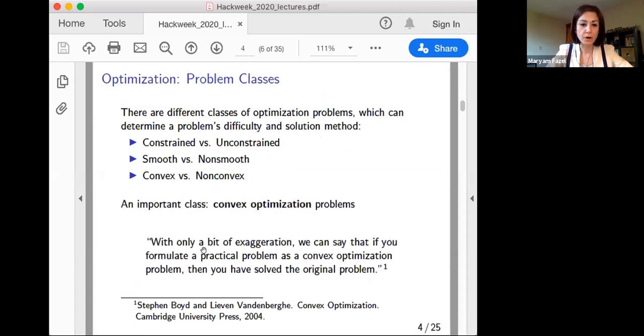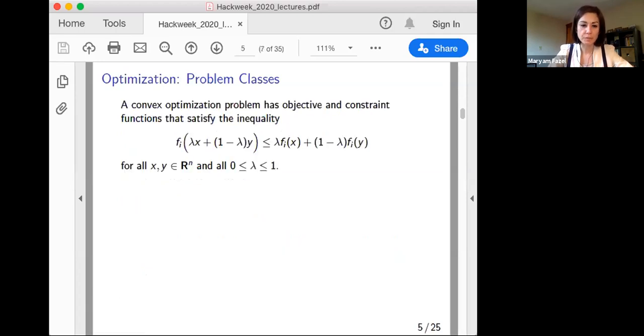Between these, convex optimization problems form an important class with lots of nice properties. Actually, as Boyd and Vandenberghe state in their book called Convex Optimization, with only a bit of exaggeration, we can say if you formulate a practical problem as a convex optimization problem, then you have solved the original problem. So that means being able to express our desired task as a convex problem is going to go a long way. It's extremely helpful.